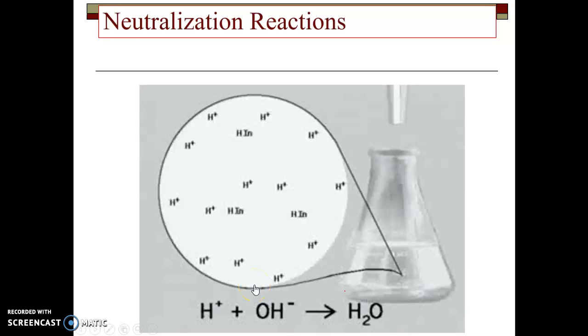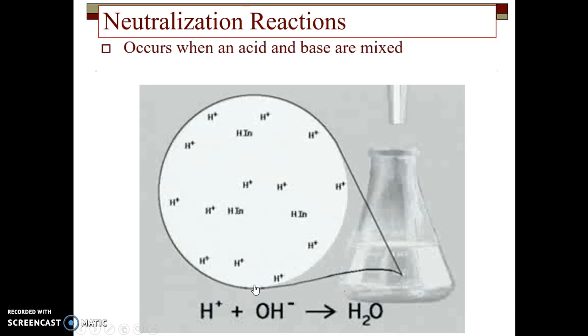Okay, so far we've defined what an acid is and we've defined what a base is, but what happens when you mix the two together? Well, that's called a neutralization reaction. An acid and a base have the effect of canceling each other out. So if you have something that's acidic and you want to neutralize it, you can add a base. And if you have something that's basic and you want to neutralize it, you can add an acid.